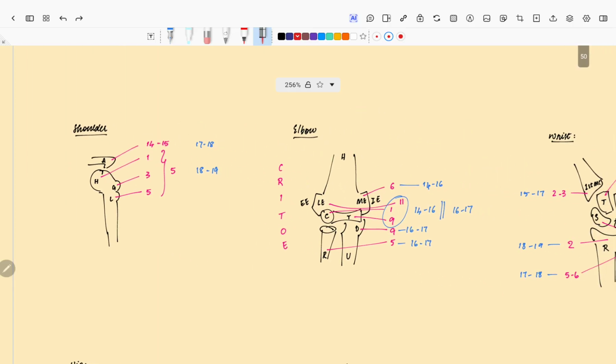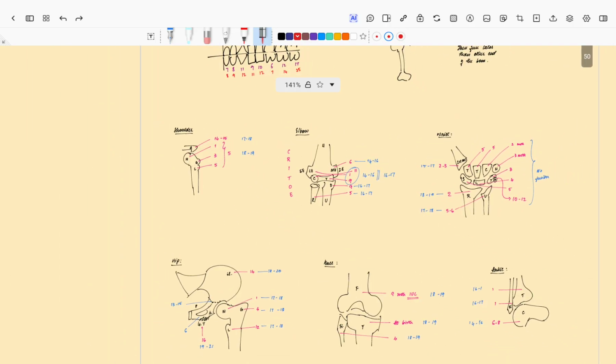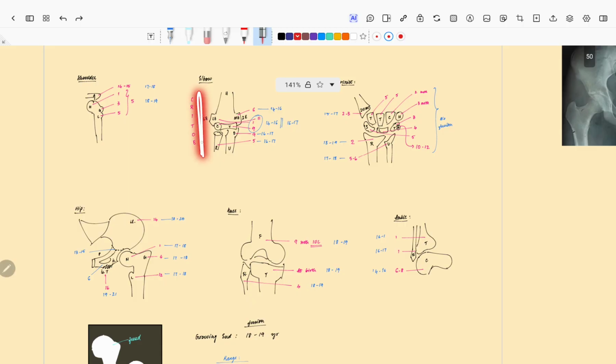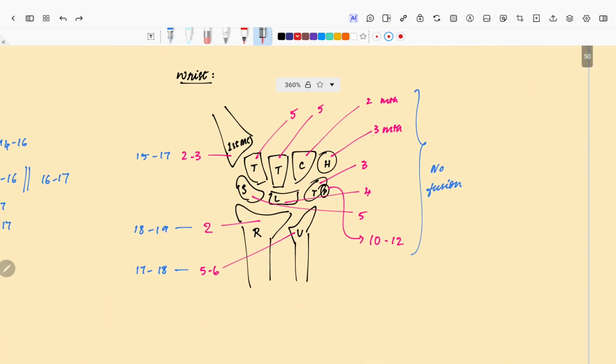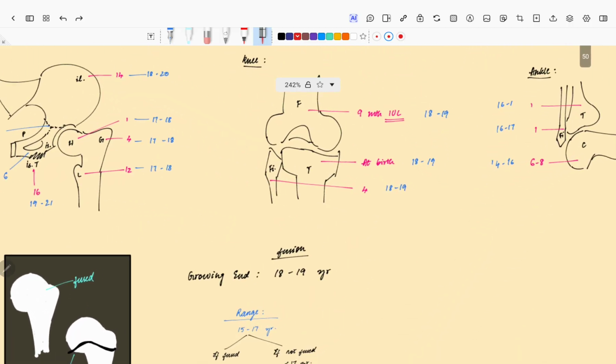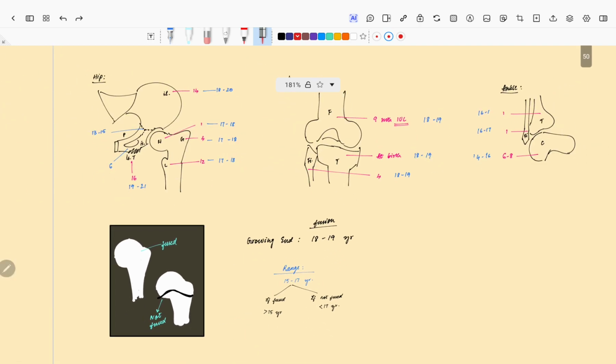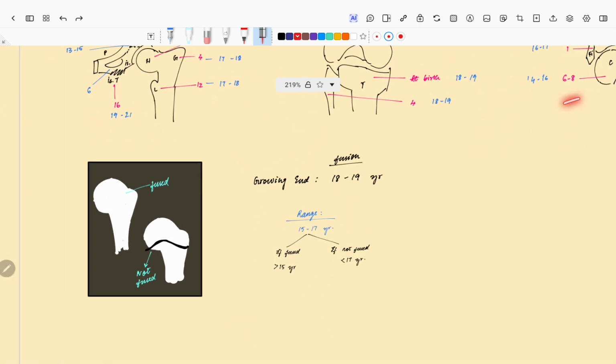And then we saw the ranges in a pictorial form, and we saw one mnemonic for the elbow joint for when each of these appeared. We also saw one smart mnemonic: when 3 carpal bones have appeared in the wrist, that means the person is 3 years. If 4 have appeared, the person is 4 years, and so on. And hip joint, knee joint, ankle joint are not so important.